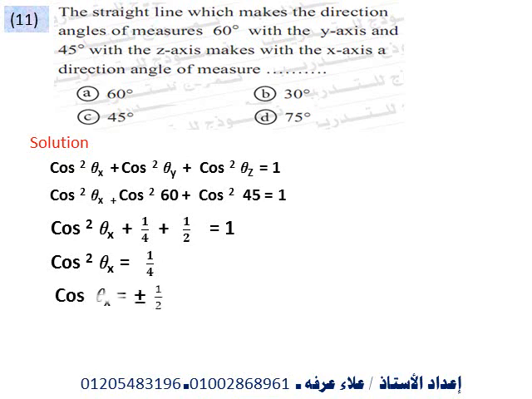Then cosine theta x equals negative or positive half. If cosine theta x equals half, then theta x equals 60. If cosine theta x equals negative half, then theta x equals 120. Then we can choose 60.